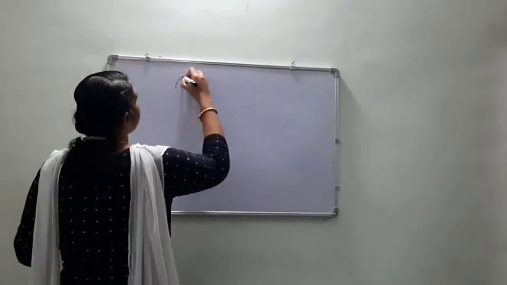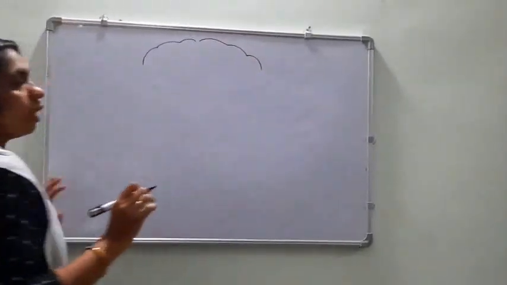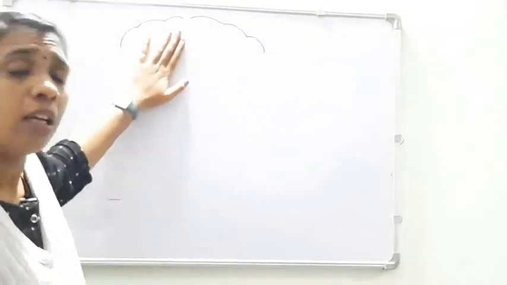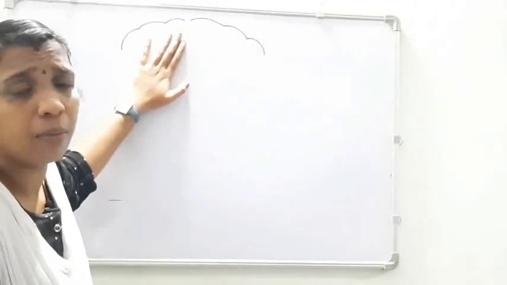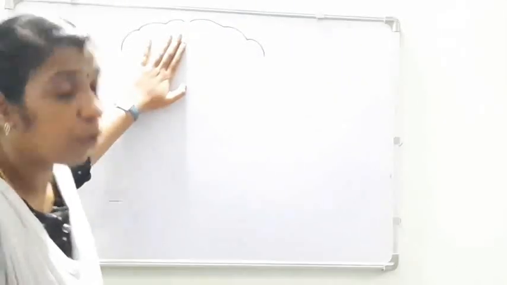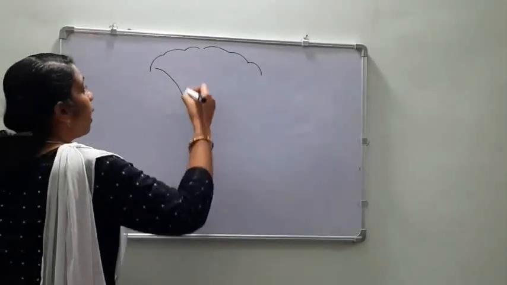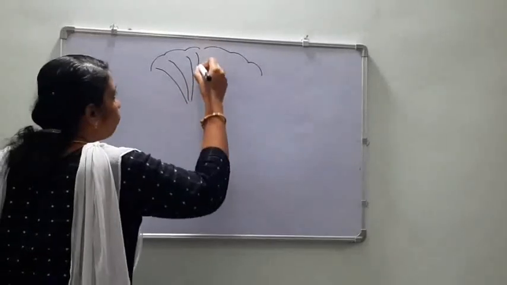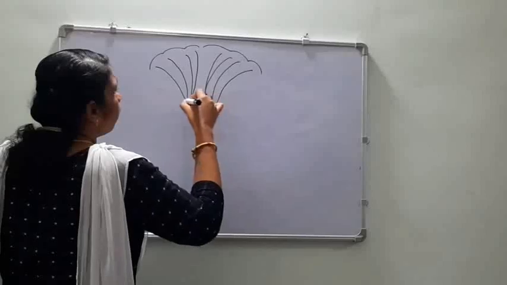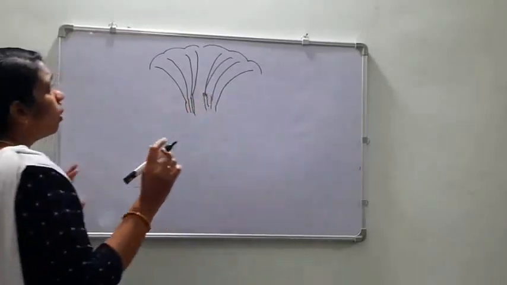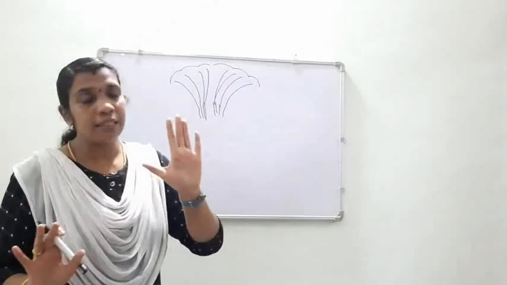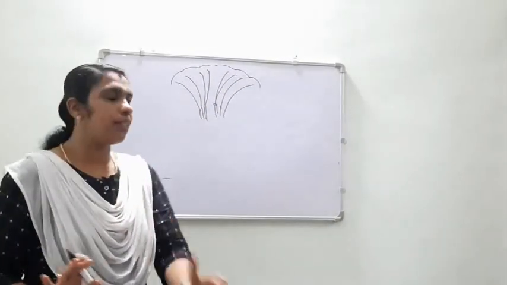Suppose you think this is the brain, and this is the primary motor area. On both sides there is a pyramidal tract. In the primary motor area, this pyramidal tract will be coming as a fan-shaped structure. Very, very important, please listen. Otherwise, you cannot understand paralysis and CVA.